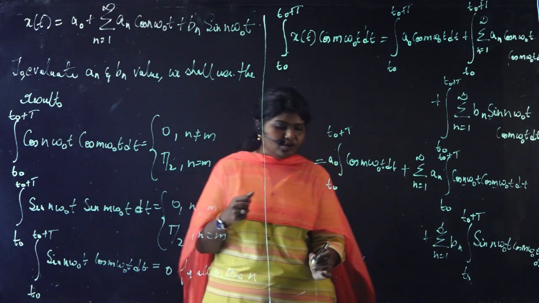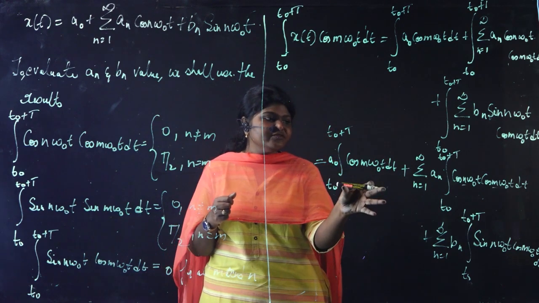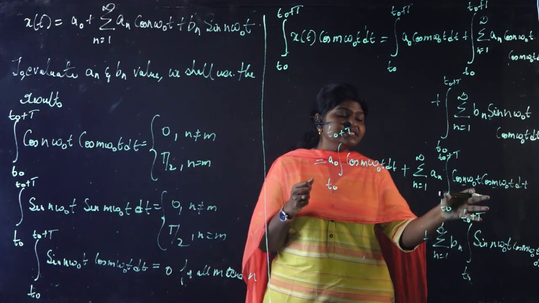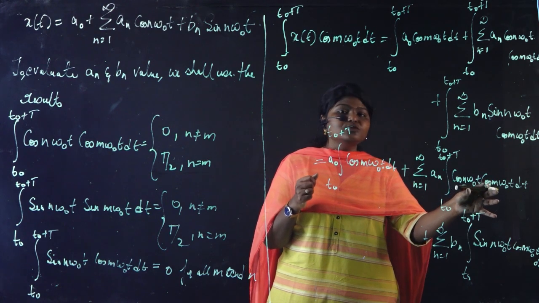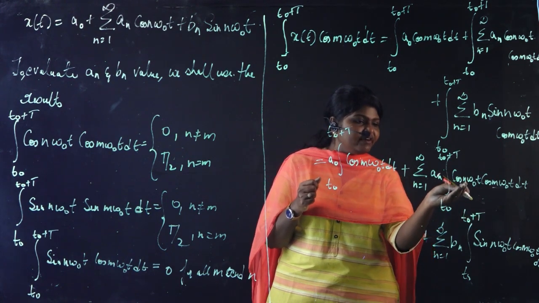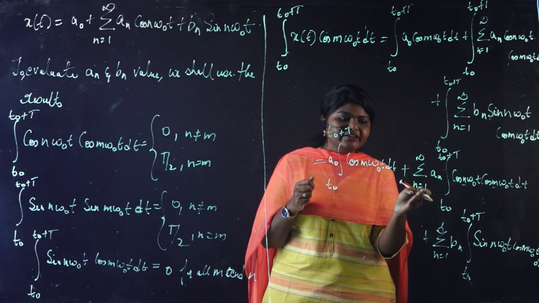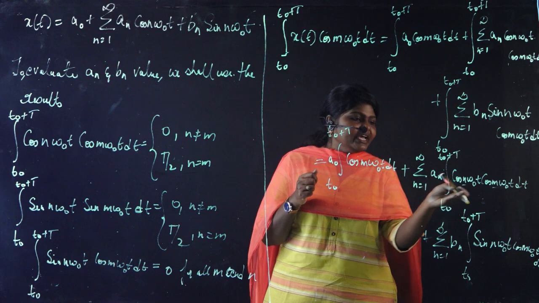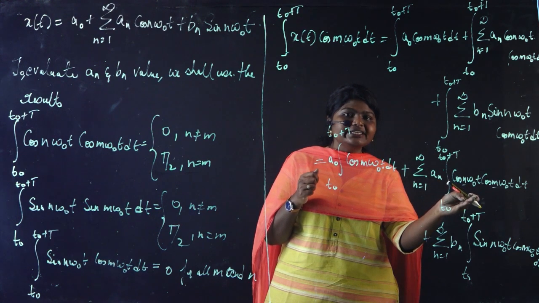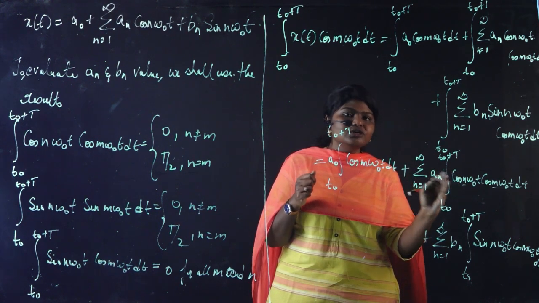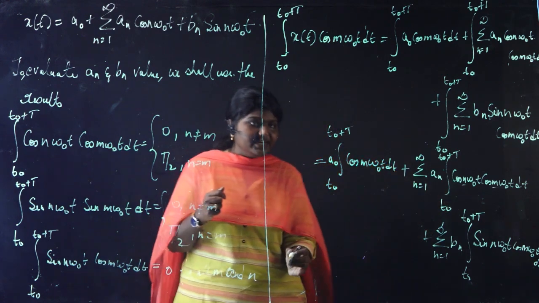So this term will be 0 and this term will be 0. For this term, if n is not equal to m, it is 0, because we have values here from n equals 1 to infinity. At one point n equals m, and then this condition will exist and all the other terms will be 0. So we're going to put it in now.